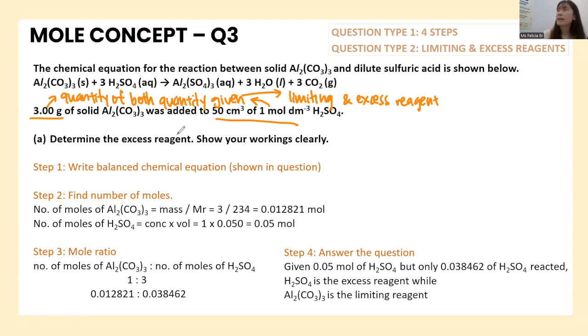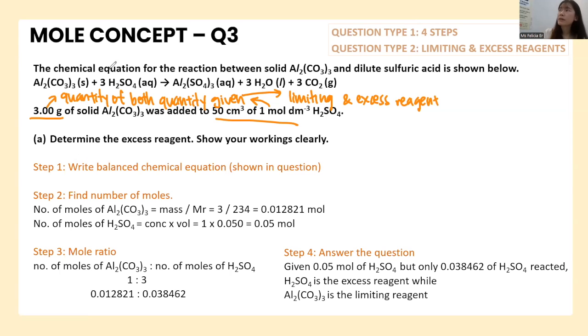Okay, so now for part A, they are asking you to determine the excess reagent and show your working clearly. So how do you solve it? So likewise, whenever you start doing more questions, first thing is always think of, can I use the 4 steps or not? Even though at the start you know it's a limiting excess question, always think of the 4 steps because I told you that 50% of the questions can actually use the 4 steps. So now I just try first.